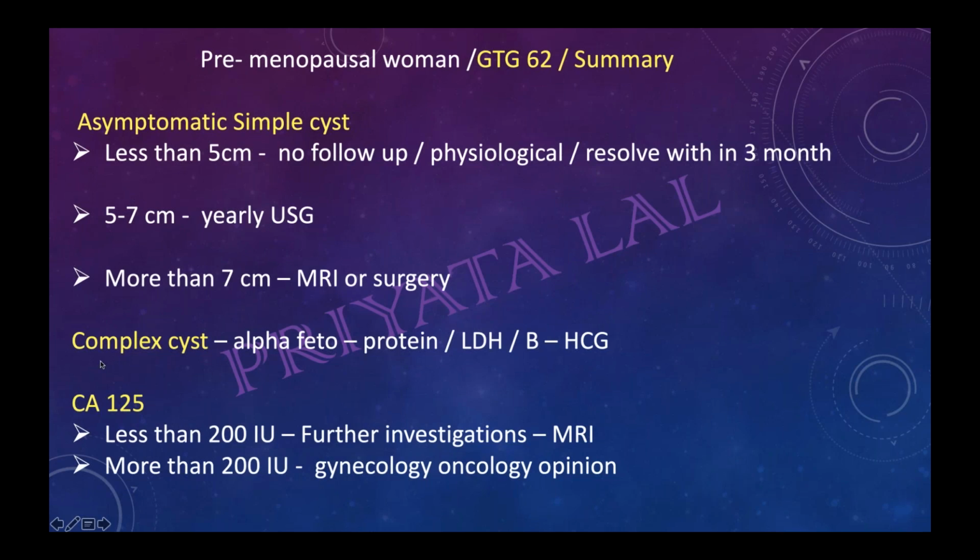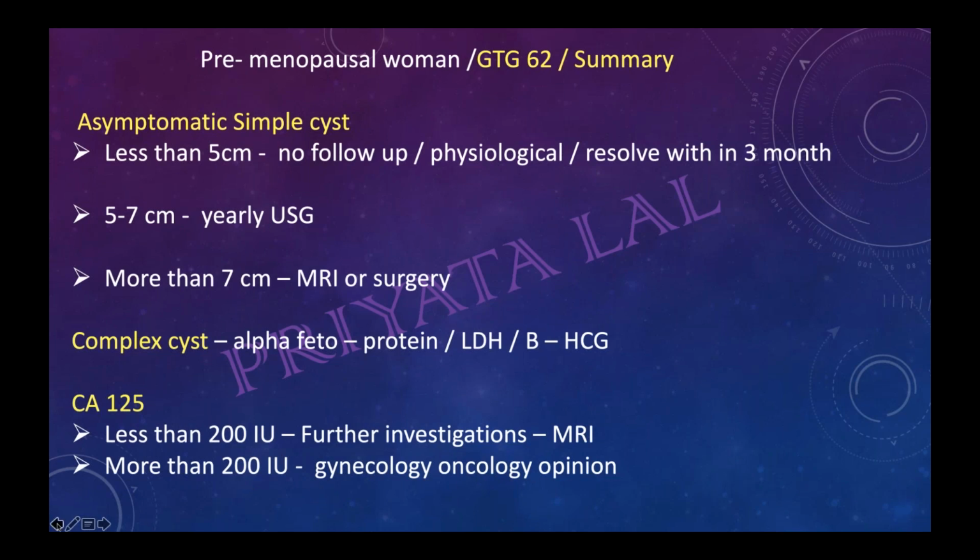And if you find a patient with a complex cyst, then tumor marker has to be done. If they have added CA 125 in the question, if CA 125 value is less than 200, then guideline writes for further investigation. Scan has been done, further investigation will be MRI only.